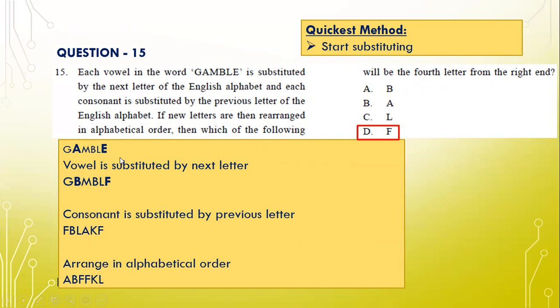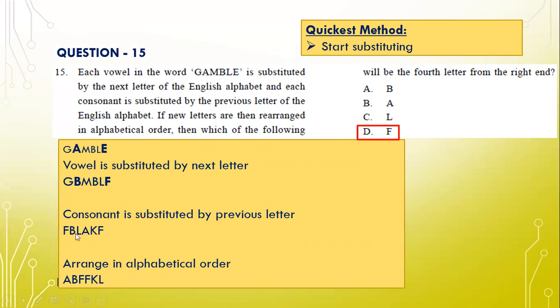It is F. And all the consonants are substituted by the previous letter. What are the other letters? They are consonants. So G you have to substitute by the previous letter. What is the previous letter of G? F, because A, B, C, D, E, F, G. What is the previous letter of M? It is L. The previous letter of B is A. The previous letter of L is K, isn't it?